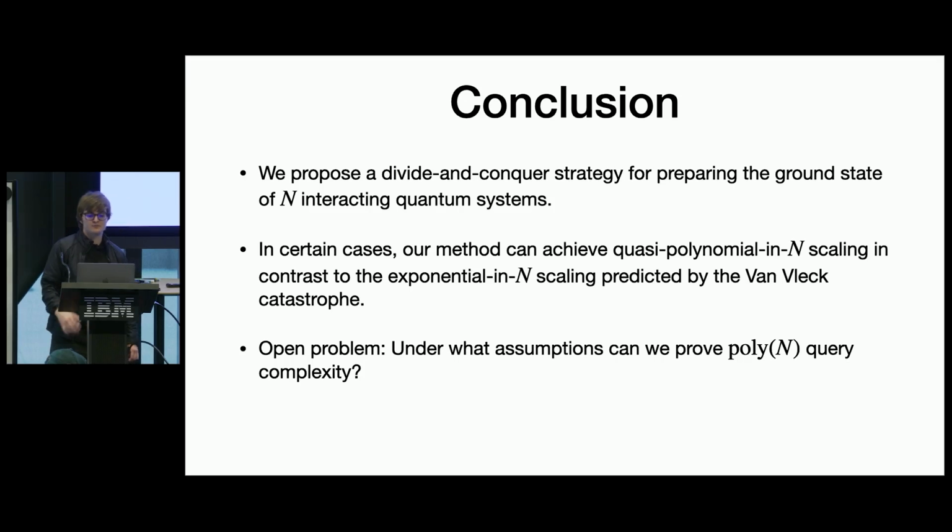And of course, an open problem is, under what assumptions can we prove a poly n query complexity? Because we know that if we don't have any interactions, that was very early on in the talk, I showed that the query complexity really should just be polynomial in n, because you just prepare all the ground states in parallel and there are no interactions. So it would be nice to see how far you can push that into the interacting regime.